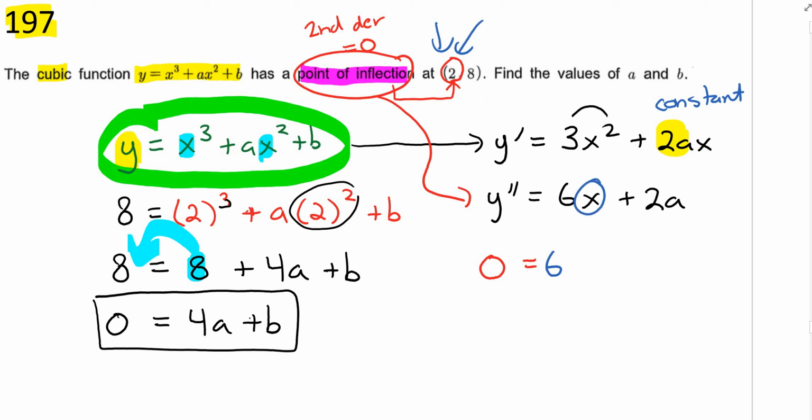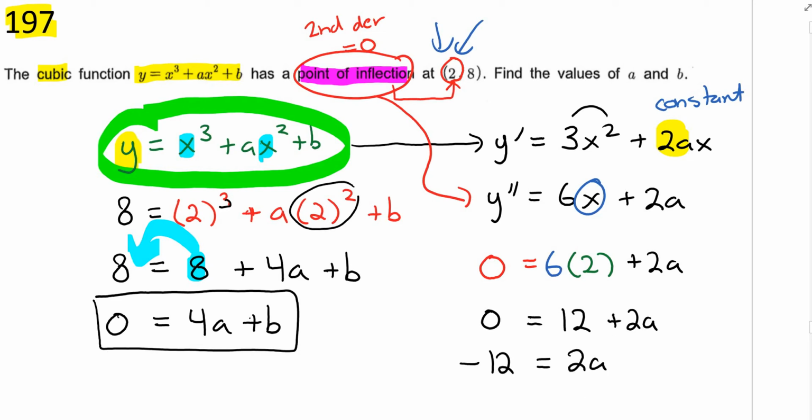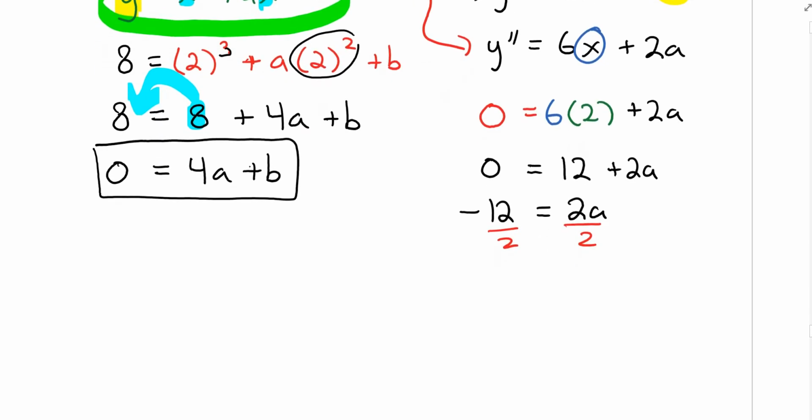So all my x's will now change to 2. So 6 times 2 plus 2a. That would give me 0 equals 12 plus 2a. Negative 12 on the other side, 2a on the right-hand side. Divide both sides by 2. And that would imply that a would equal negative 6.